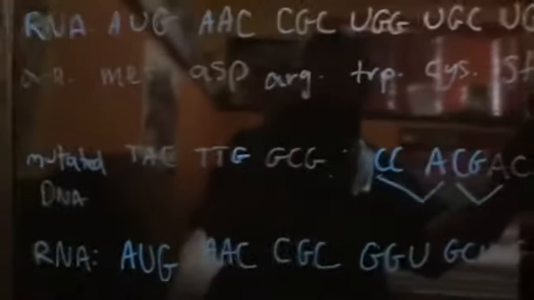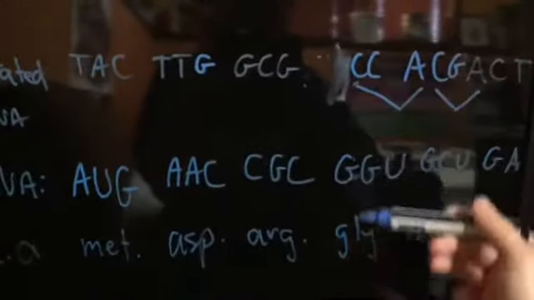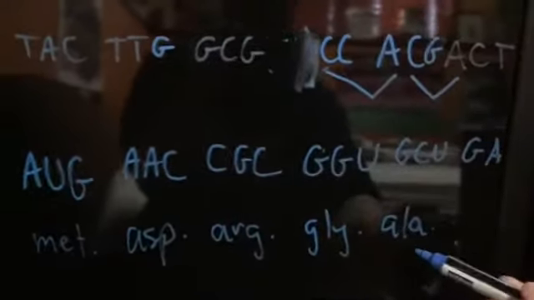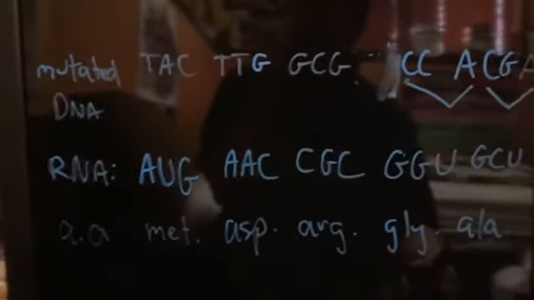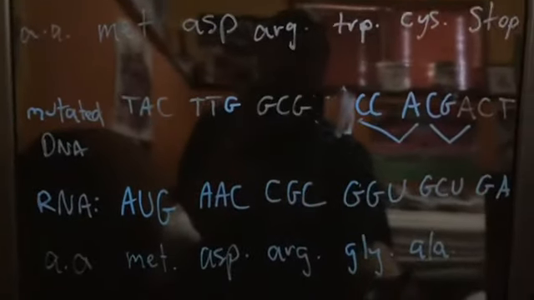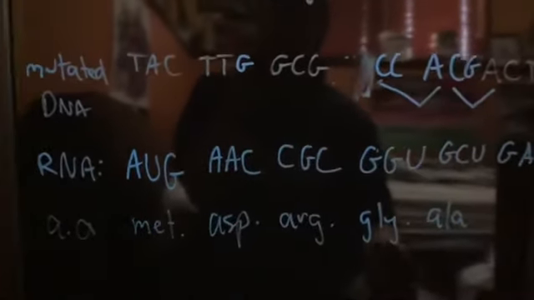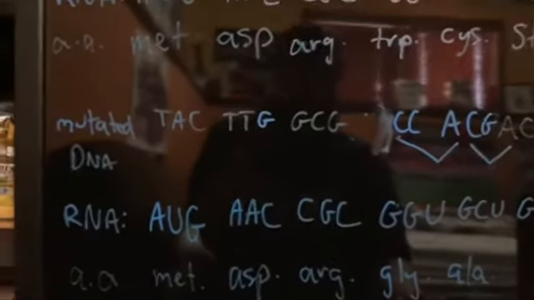So once again, we've lost our stop codon. And from where the mutation happens, we have a completely different amino acid sequence. So instead of the tryptophan, we have glycine. Instead of cysteine, we have alanine. So again, it leads to a completely different amino acid sequence, and it leads to a completely different protein, and we don't have a stop codon. So yeah, that's what happened there.